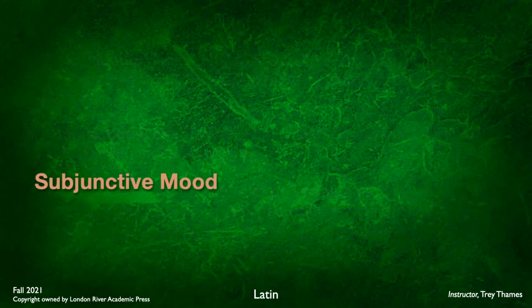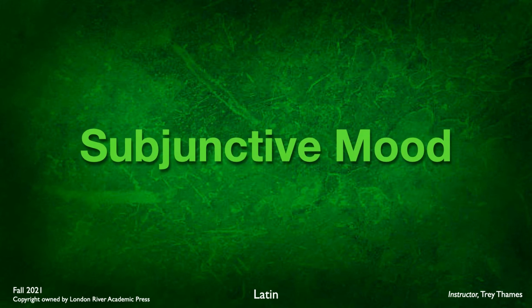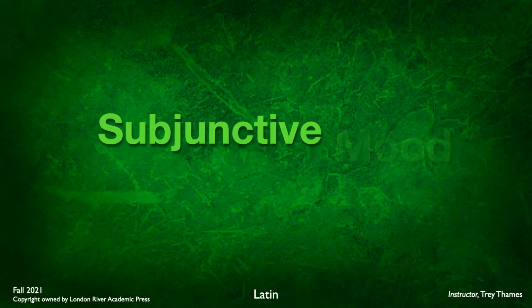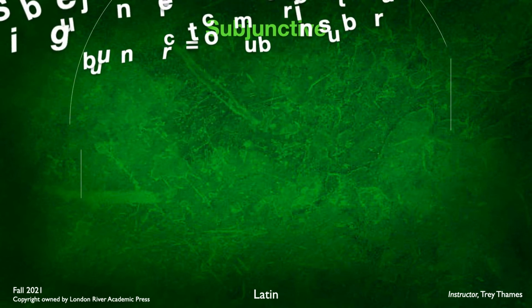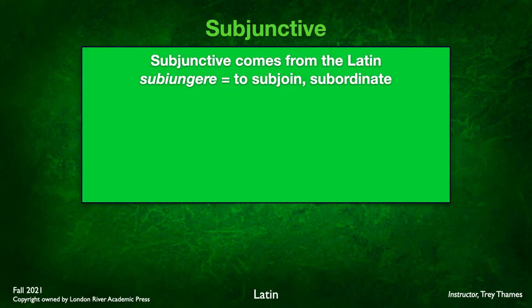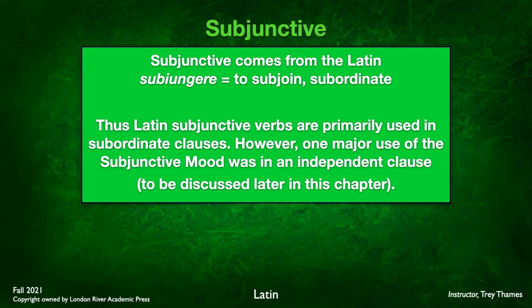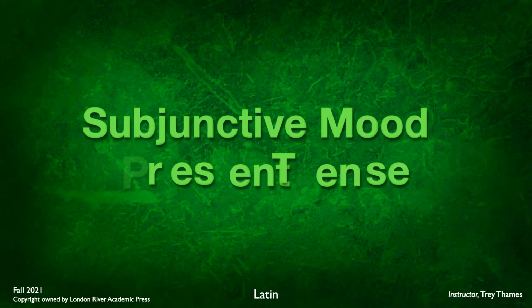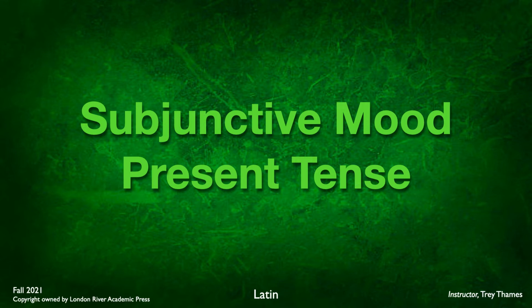Okay, let's look a little bit closer at the subjunctive mood. The English word subjunctive actually comes from the Latin word subjungere, which means to subjoin or subordinate. Thus, Latin subjunctive verbs are primarily used in subordinate clauses. There is one major use of the subjunctive mood, however, that is in use in an independent clause, and we will discuss that later in this chapter. Right now, let's look at how we form the subjunctive mood in Latin in the present tense.